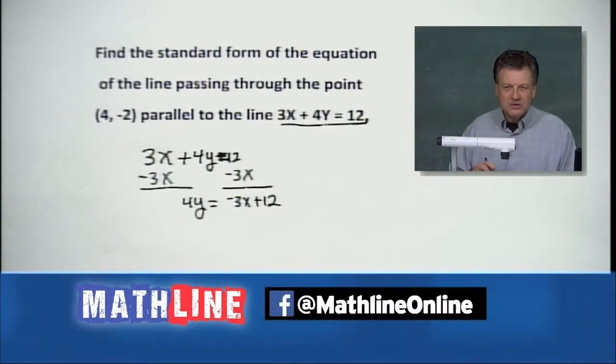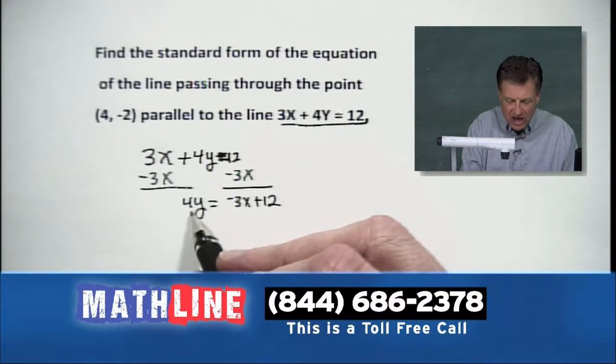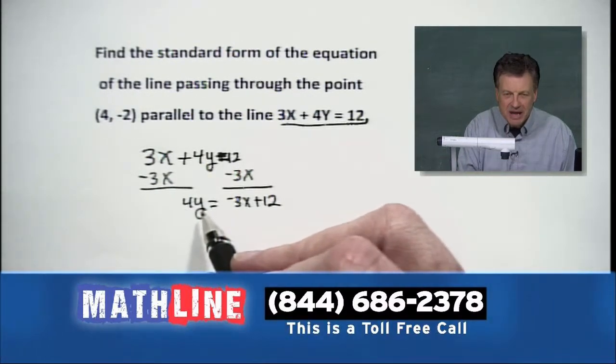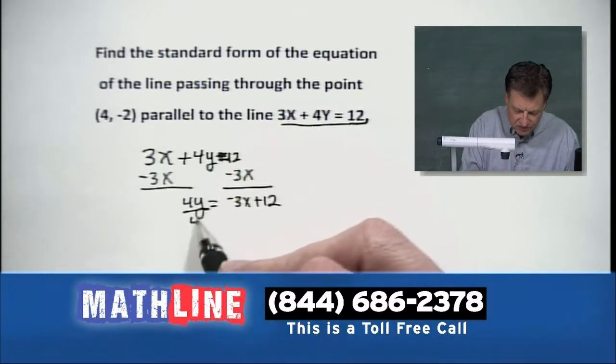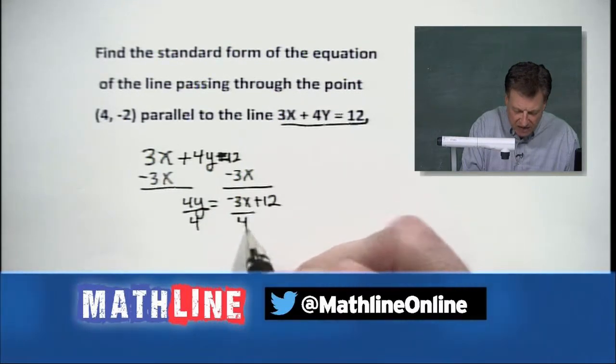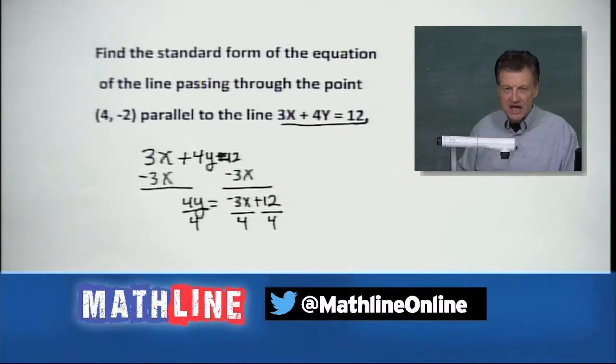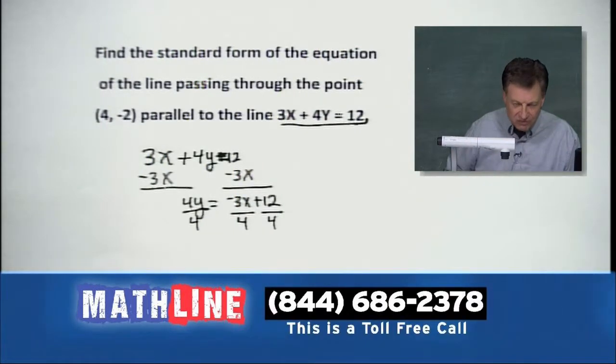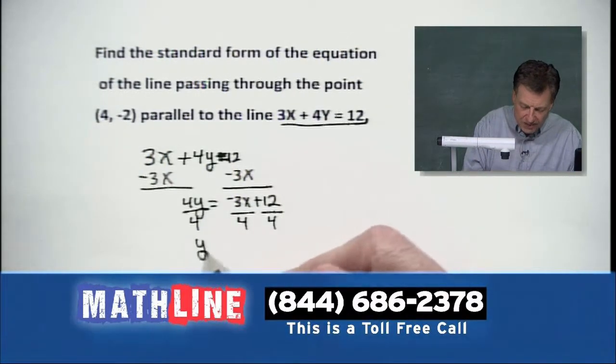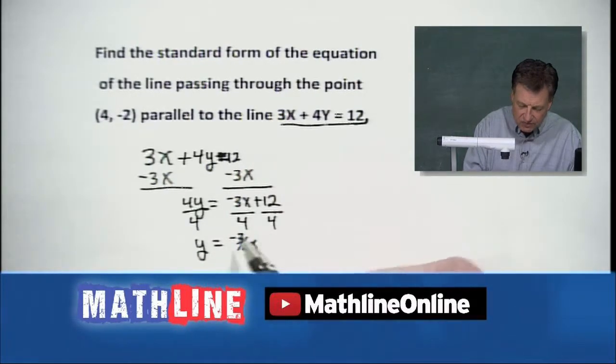Now, what are we going to do? Are we going to subtract? No, we're not going to subtract anymore. We are now going to divide, because the 4 is hooked to the y by multiplication. So let's divide everything through by 4. Don't leave anything out, because if you do, it's going to cause a problem for you. Now, what's really important to us is that negative 3/4 x.